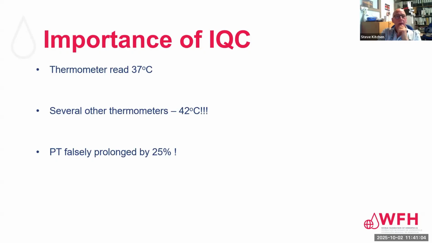So we have to check all aspects of the testing we're doing, and we have to keep an open mind. And here was a situation where, despite a previously acceptable process, here's a problem where it failed. And this can happen in coagulation laboratories. Next slide, please.